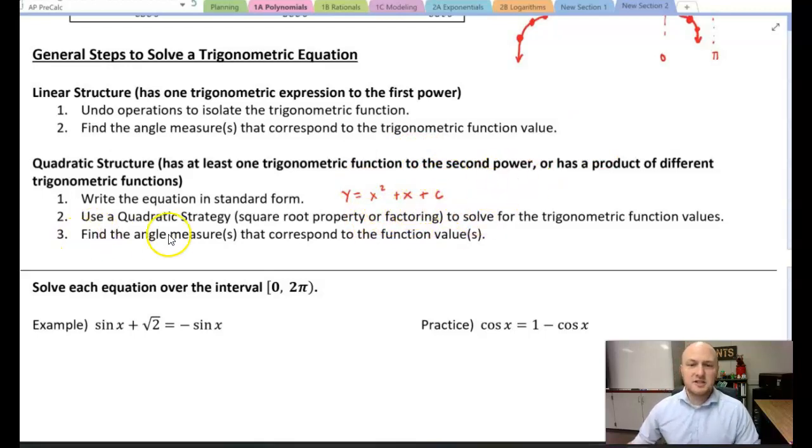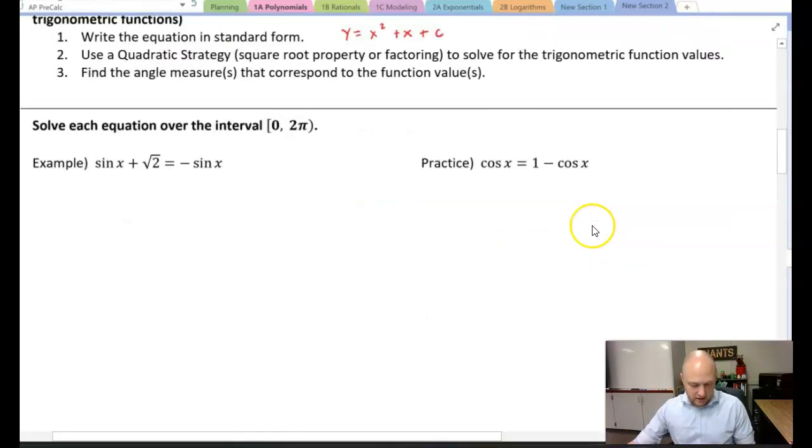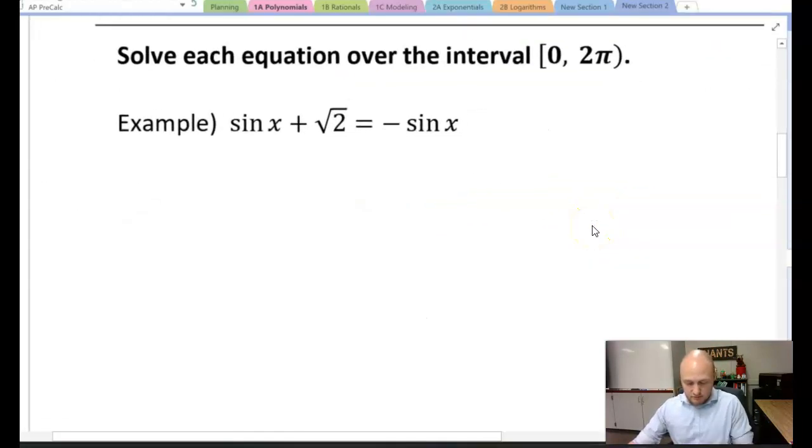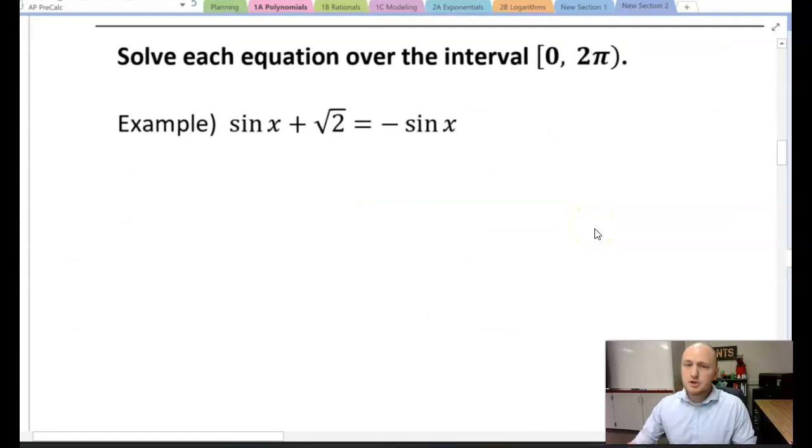Okay, and then lastly, you'll use your unit circle knowledge to go ahead and solve those equations. All right, so let's go ahead and check out our very, very first equation. Now, the instructions, super important because they're going to tell you where can your answers exist.